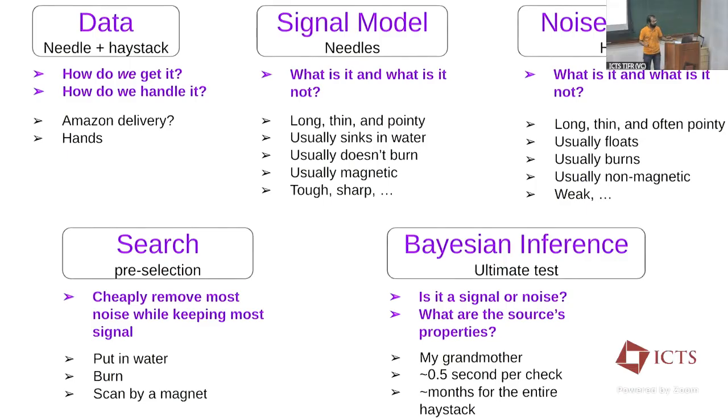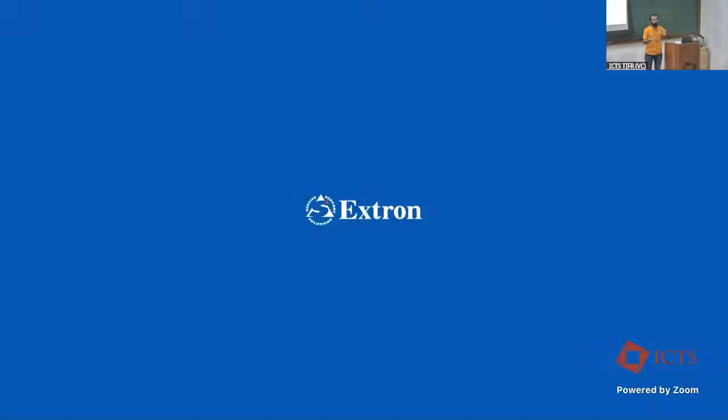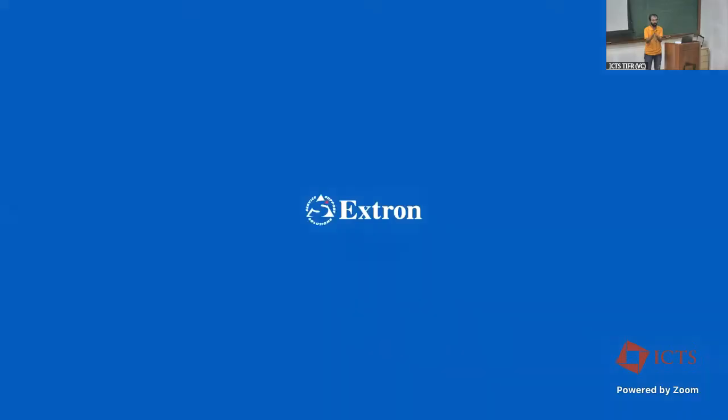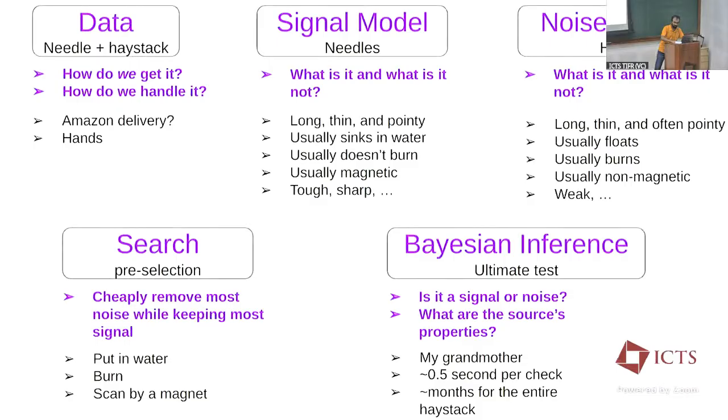Okay, is the philosophy clear? There are these 5 big blocks that you need to understand, and their purpose is this. How do we get the data? How do we understand the signal model? How do we get the noise model? And a pre-selection, and a final Bayesian inference. Everything all right so far? Any more questions?